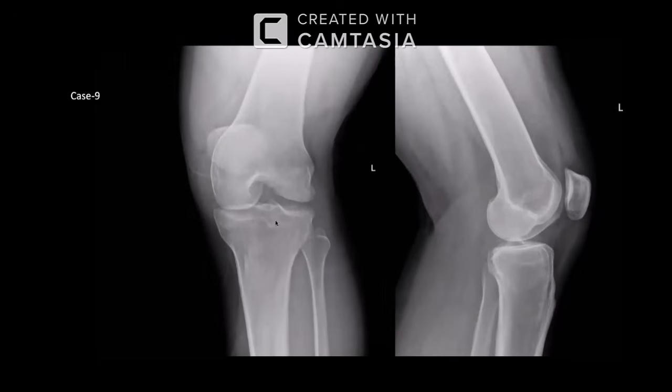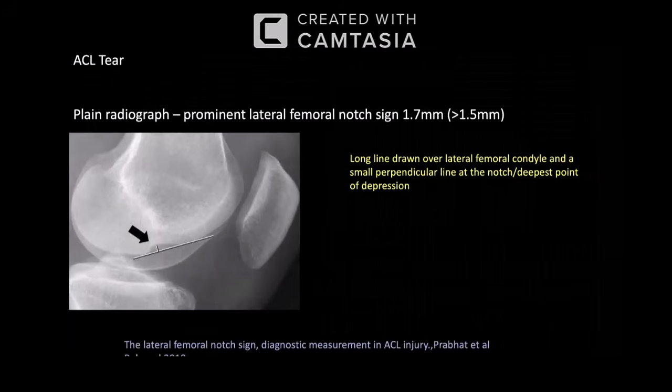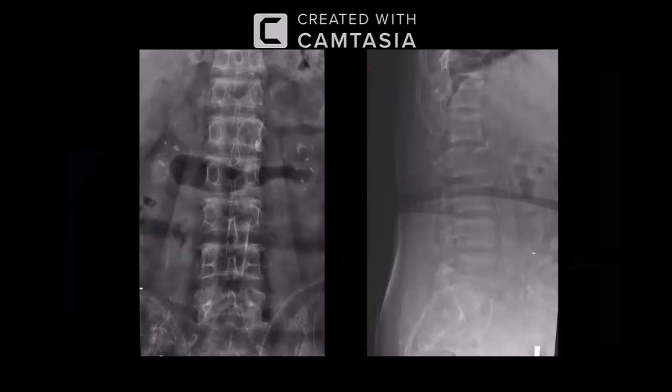So our final diagnosis in this case is the deep sulcal notch sign, which is seen in anterior cruciate ligament injury. All right, so we'll go to the next candidate.